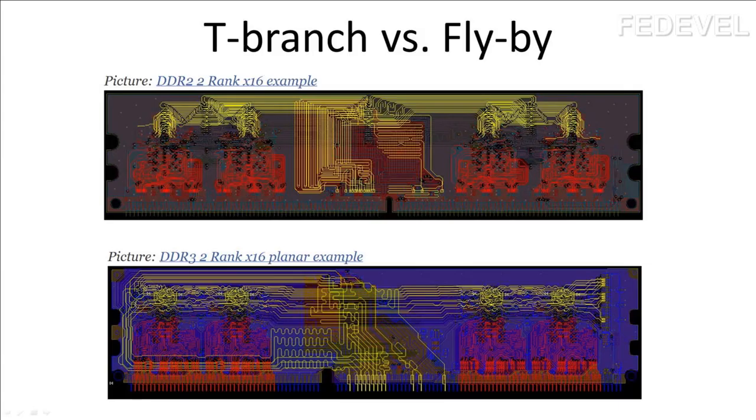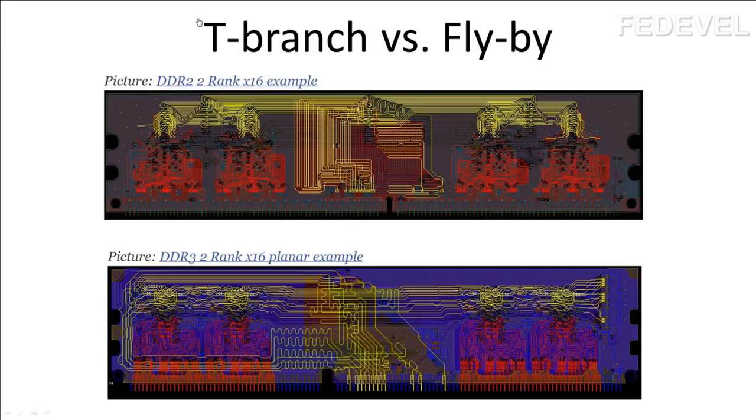Usually you will need to route DDR2 memories with T-branch topology and DDR3 memories with flyby topology. Sometimes there are exceptions for DDR3 memories, and they can be routed also with T-branch topology, as you can see, for example, on the IMX6-REX module.